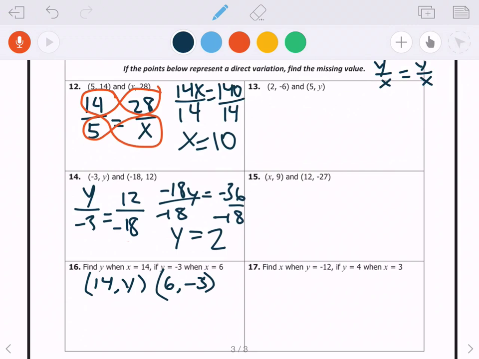Now we're just going to go ahead and do the same thing. Y over 14 equals negative 3 over 6. Cross multiply to get 6y equals negative 42. And then we're going to get y equals negative 7.